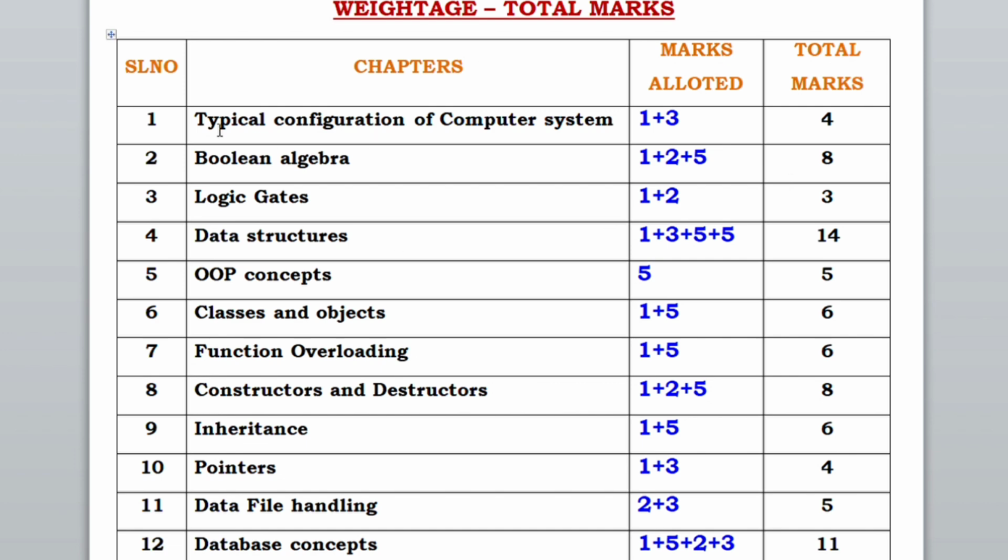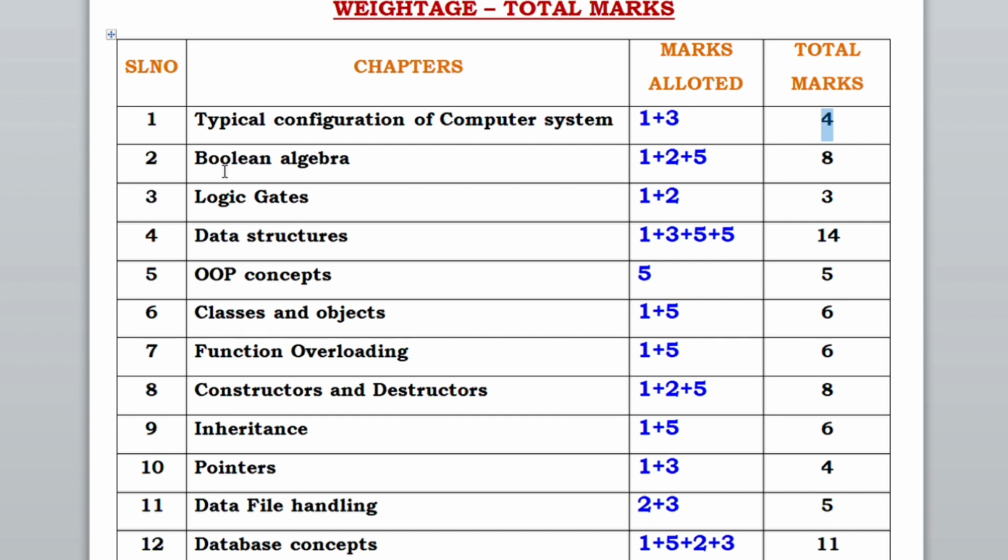Typical configuration of computer is totally 4 marks, and here is how the question arises: you will have one MCQ. So 1 means 1 MCQ and 1 three-marks question. So 1 plus 3, it is 4. It is a 1-mark MCQ and a 3-marks question.